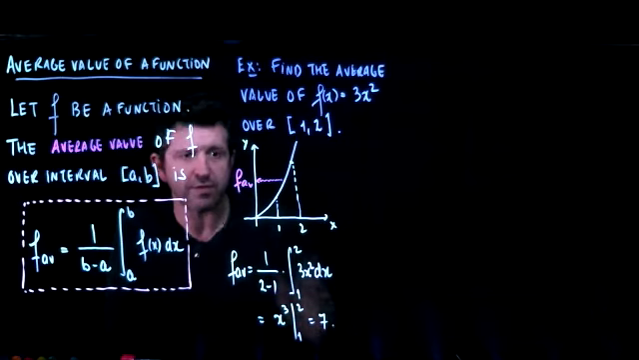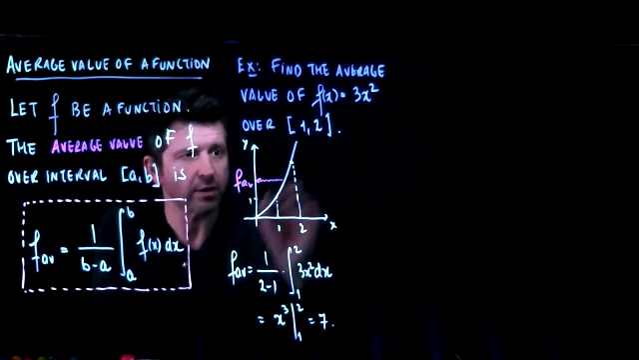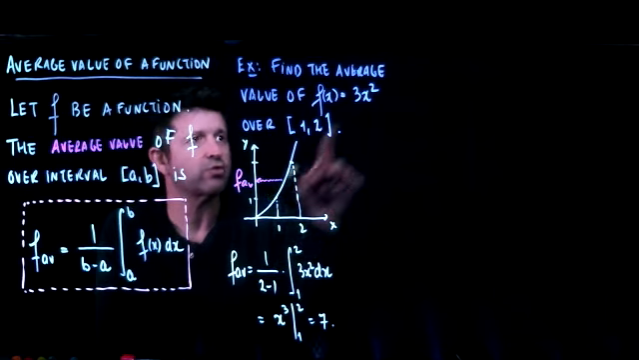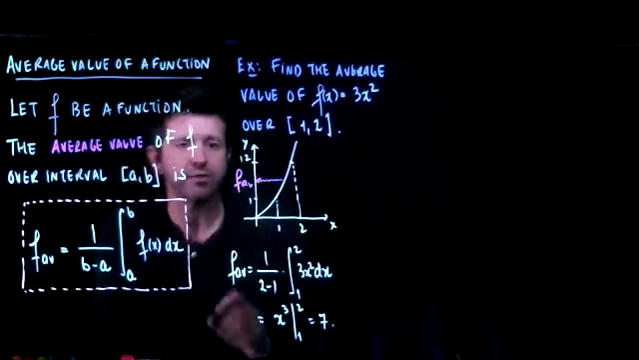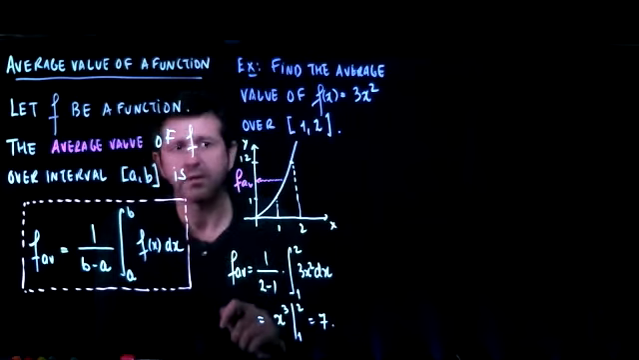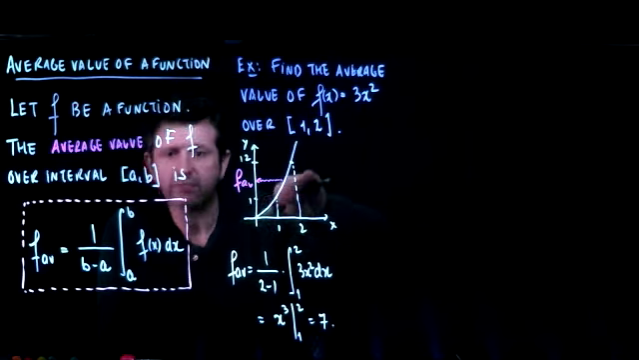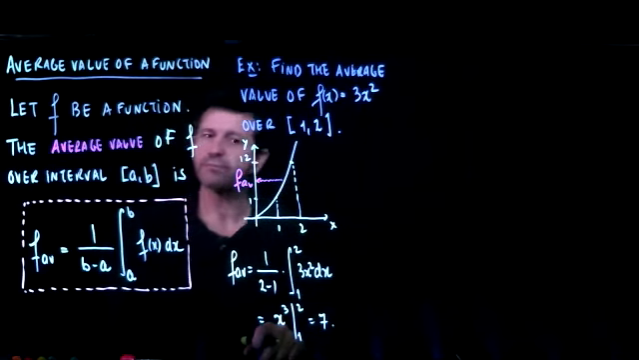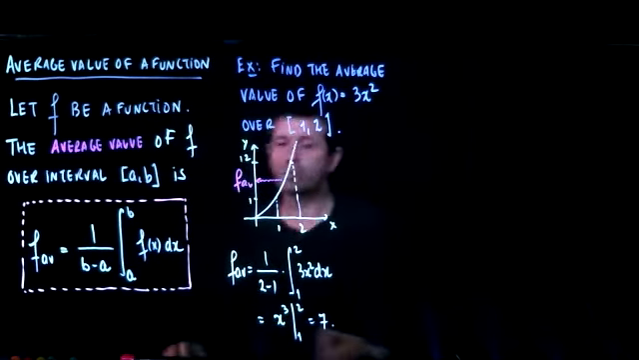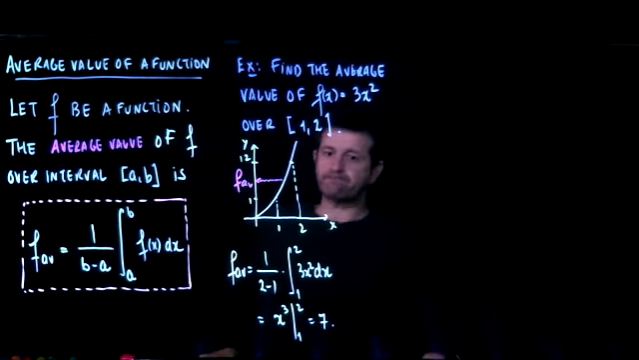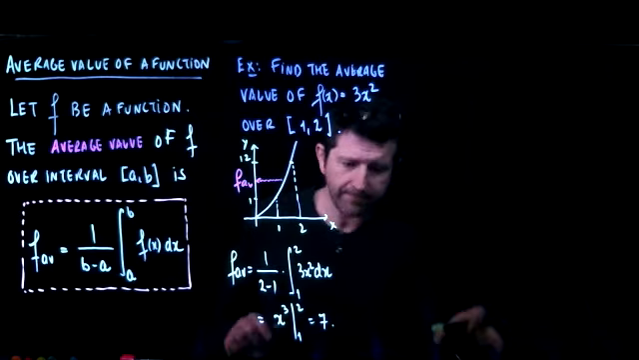Okay, the average value is 7, even though this is 1 and this is, if you plug in 2 here, you get 12. So it's not the average between 1 and 12, because obviously it increases much faster towards the end. At first, it's not very steep. So the average is 7. Any questions on this? Okay.